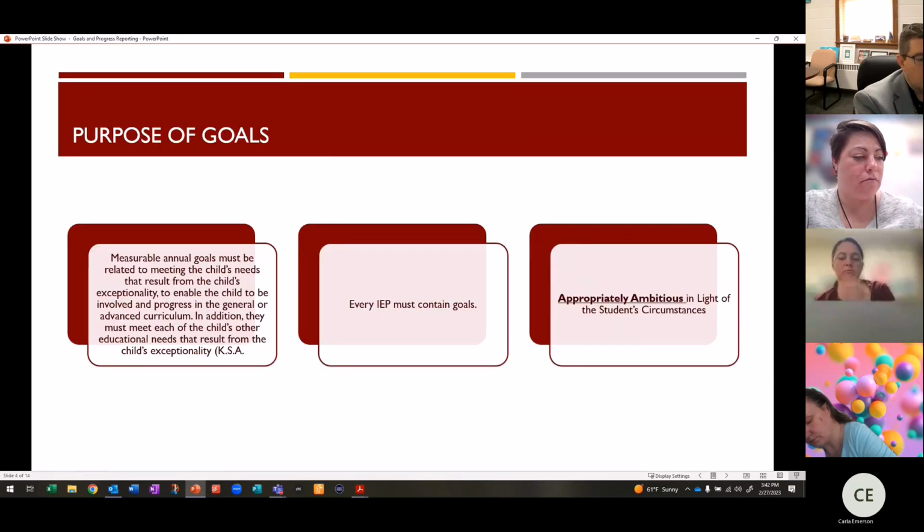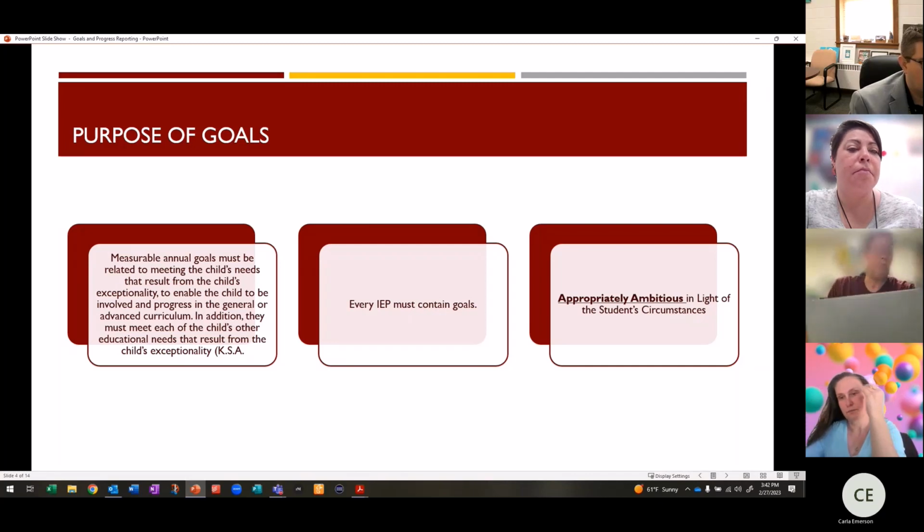When it comes to goals, we need to keep in mind a couple things. First of all, legally, goals are a part of every IEP. I'm not going to read the whole definition to you. This is just the legal requirement for goals and why we have to have goals on the IEP.